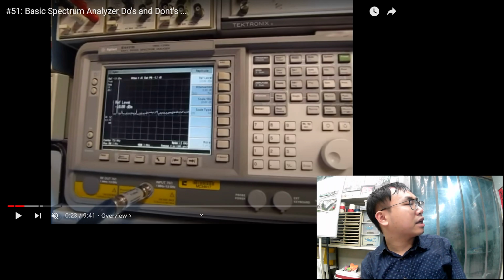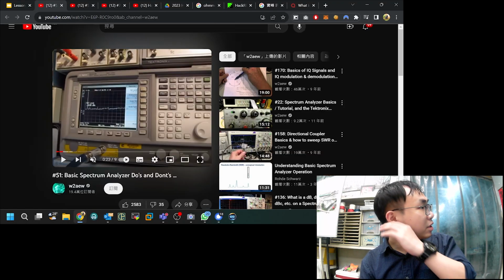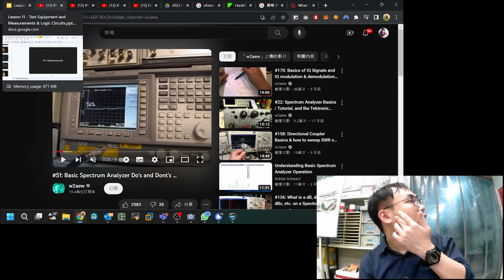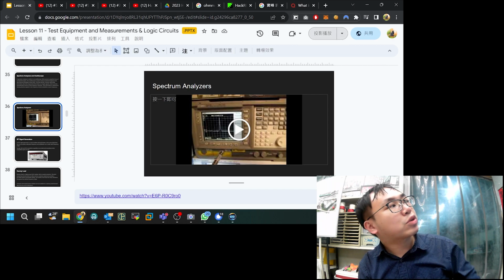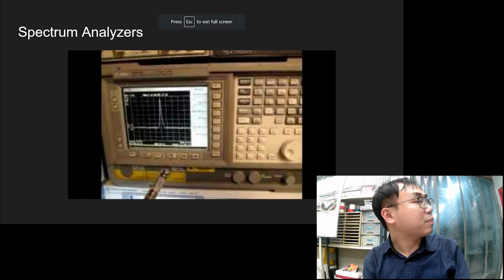So it's very similar to an oscilloscope, but it is frequency based, and an oscilloscope is time based, showing the whole waveform, okay? But nowadays some oscilloscopes can also do the work of a spectrum analyzer. Okay.